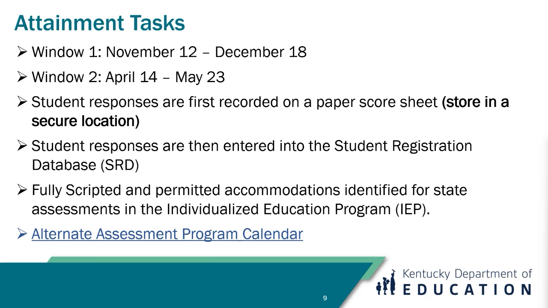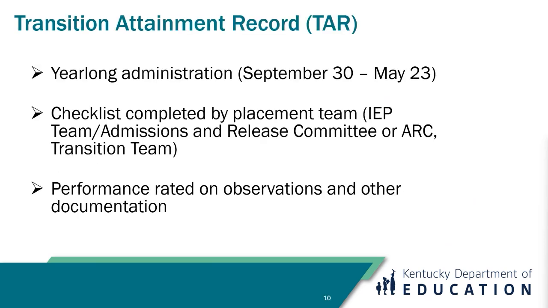can be found there. Part 2 of this training will focus solely on attainment tasks and the components related to the administration. The Transition Attainment Record, or the TAR, is only administered at the high school level. It aligns with the ACT requirement at grade 11.